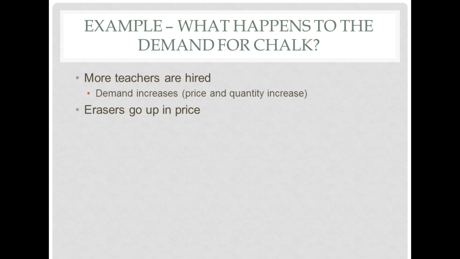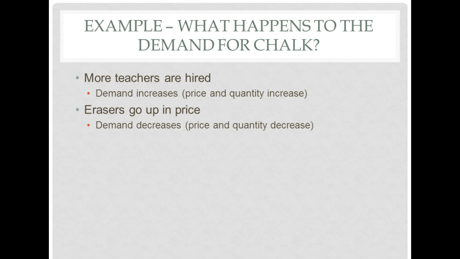Erasers go up in price. Well, erasers are probably complements to chocolate. Excuse me, to chalk. I must be hungry. Therefore, if erasers go up in price, then demand for chalk decreases. If erasers are more expensive, we'll have less reason to buy chalk. And therefore, again, the equilibrium price and quantity would decrease.